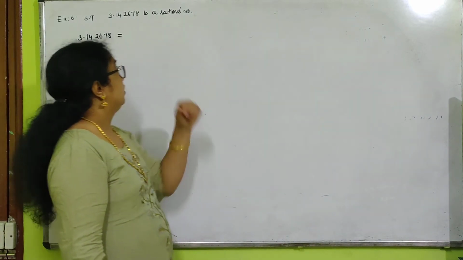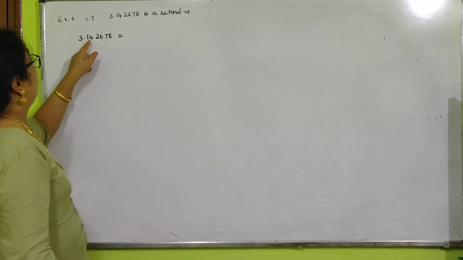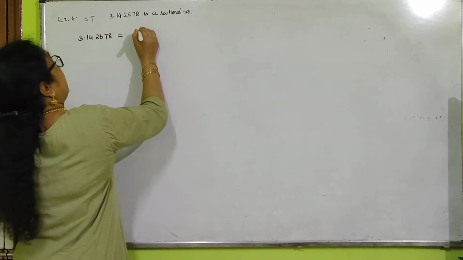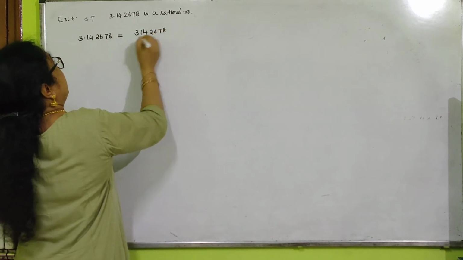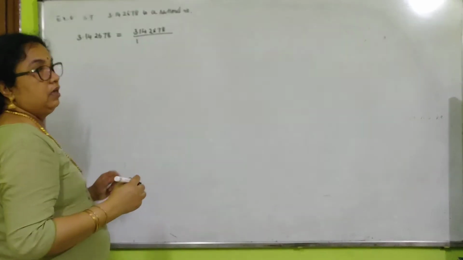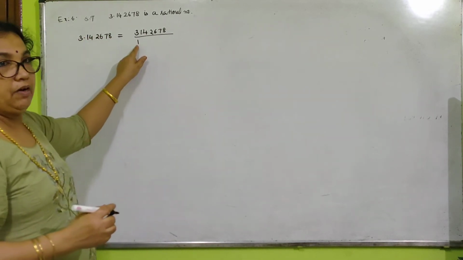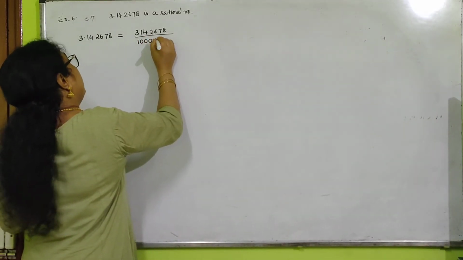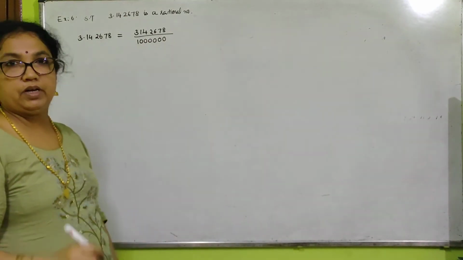In the same way, look at this one. After the decimal, how many digits are there? That you have to count. 1, 2, 3, 4, 5, 6. So what do you have to write? First write in the numerator, leaving the decimal: 3, 1, 4, 2, 6, 8. Upon. Then first you have to put 1. After counting, I said it is 6 digits, so after 1, write 6 zeros: 1, 2, 3, 4, 5, 6. So 10 lakh we have to write.